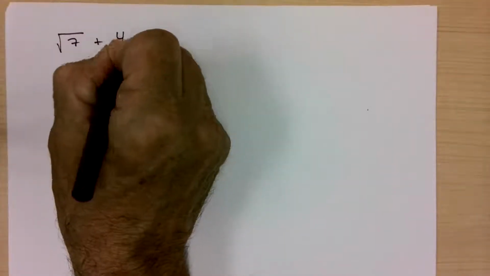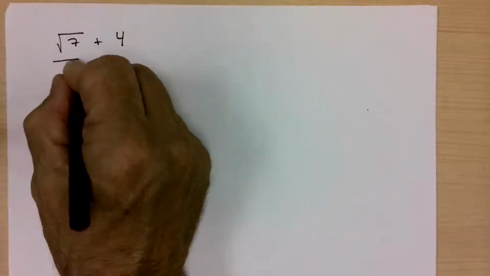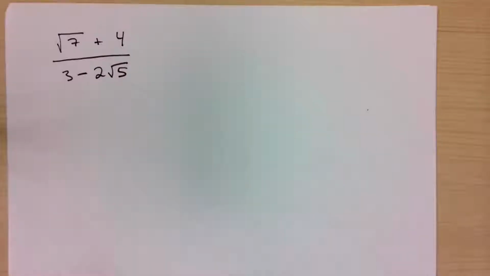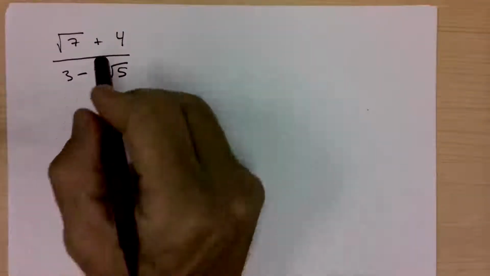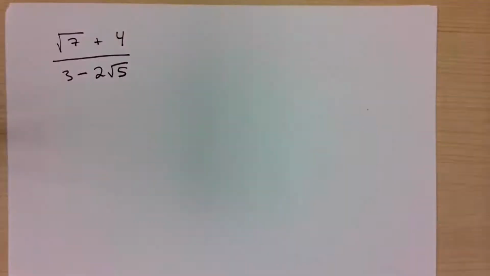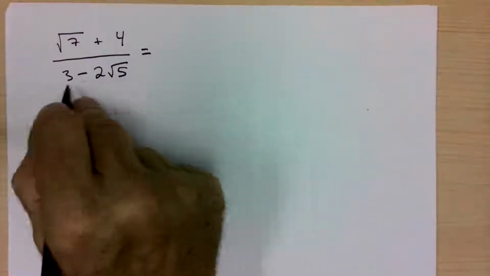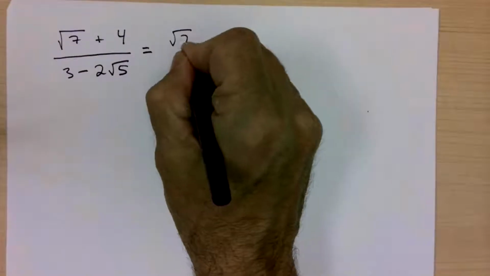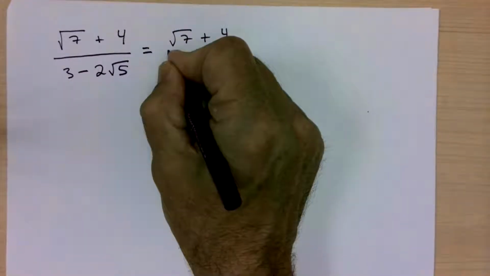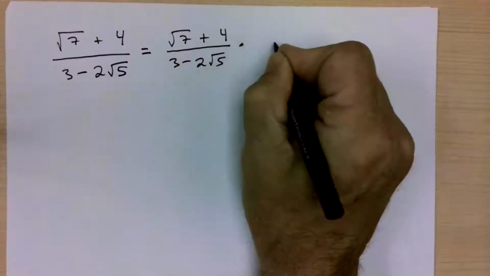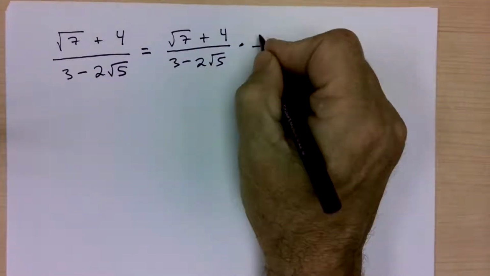Let's look at root 7 plus 4 divided by 3 minus 2 root 5. Our goal is to rationalize the denominator, so we do not want to have the square root of 5 downstairs. So we're going to multiply top and bottom by the conjugate. That requires you to rewrite this with changing the sign in the middle. So root 7 plus 4 over 3 minus 2 root 5. Multiply top and bottom by the conjugate, which is 3 plus 2 root 5.